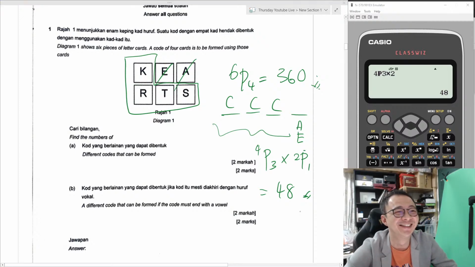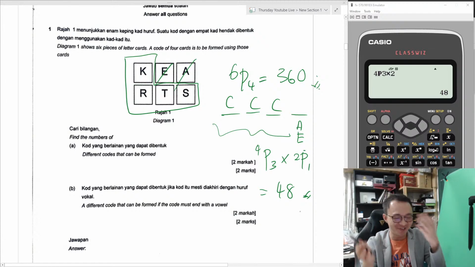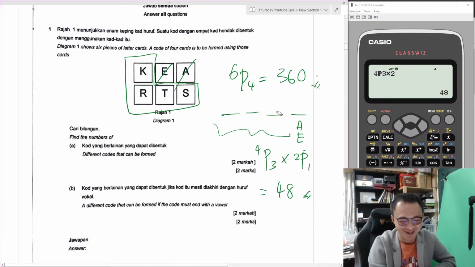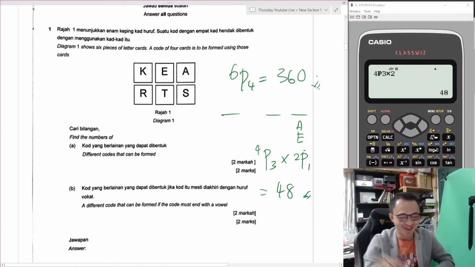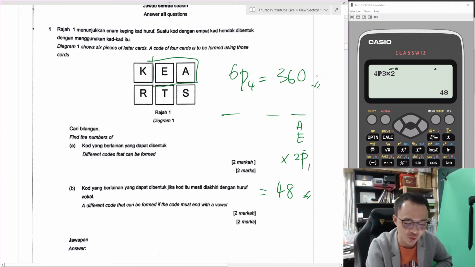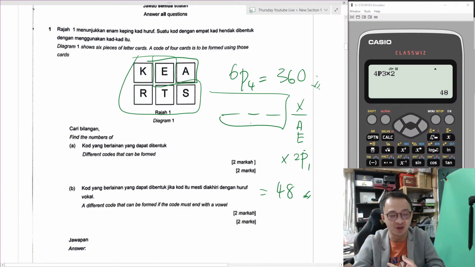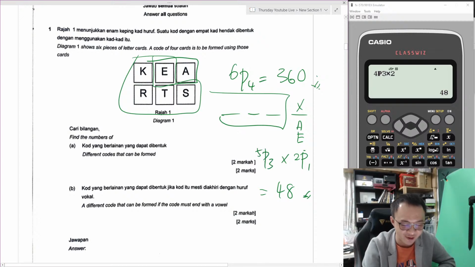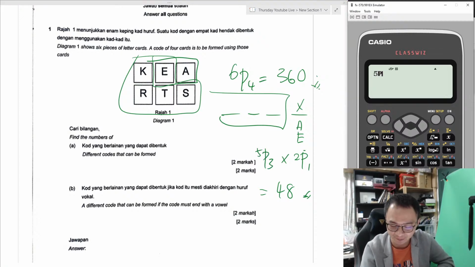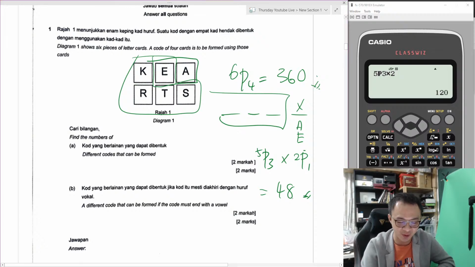I know, can be vowel what? Yes, you're right, you're right. The question doesn't say the first three letters must be consonants. Yes, you're right. So it should be 5p3. Okay, because two vowels, we choose one to use at the last place here. And then here we can use any of the five remaining, because the first three letters can be vowel and consonant. So it should be 5p3, you're right. So this one should be 5p3 multiplied by 2. So it should be 120.